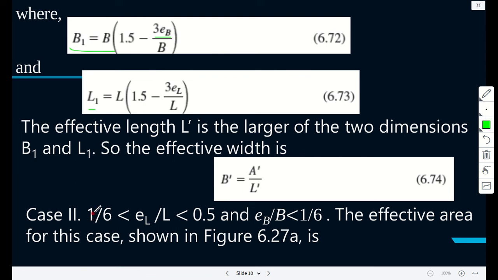Another case, we can have 1 over 6 less than or equal to eL over L. Remember, the 1 over 6 has something to do with the eccentricity being L over 6 and B over 6; those are the reference values. And eB over B is less than 1 over 6. So 1 over 6 is less than eL over L, which is less than 0.5, and eB over B is less than 1 over 6. The effective area for this case is shown.